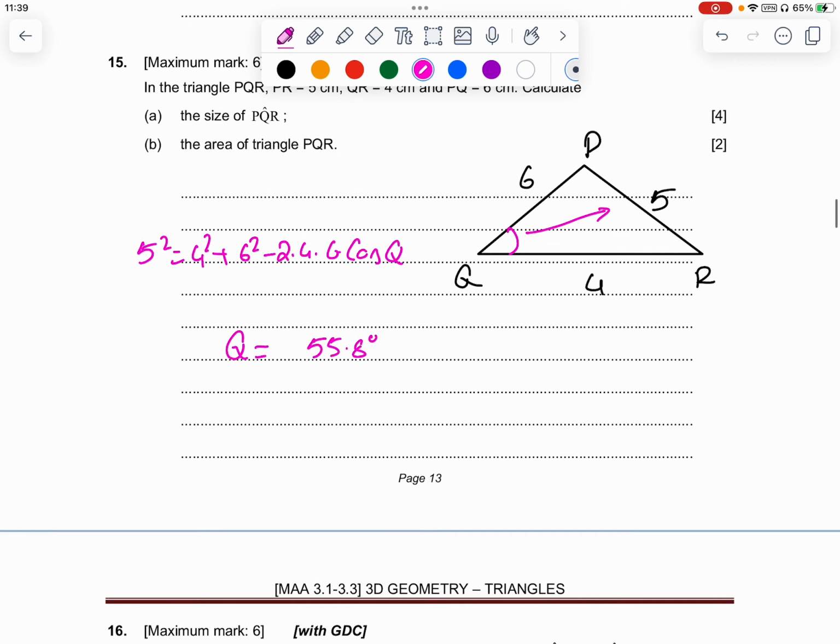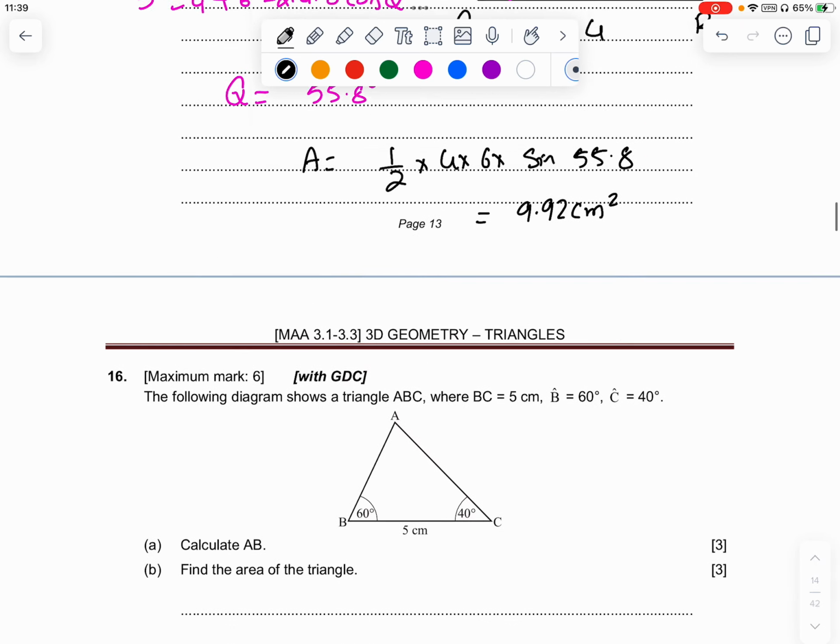Find the area of the triangle. So area equals 1 upon 2 times 4 times 6 times sine of 55.8, which is going to be 9.92 centimeters squared.